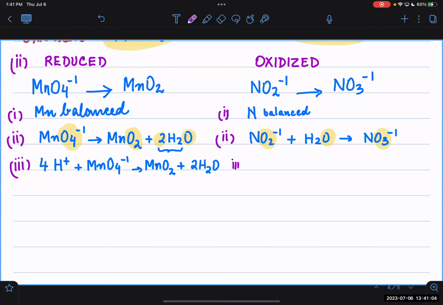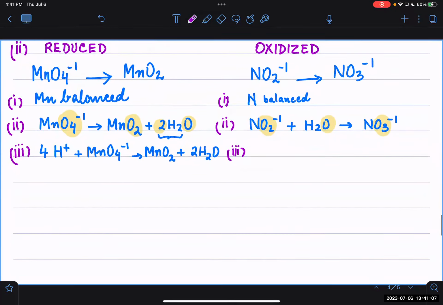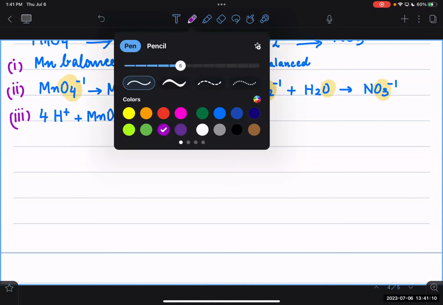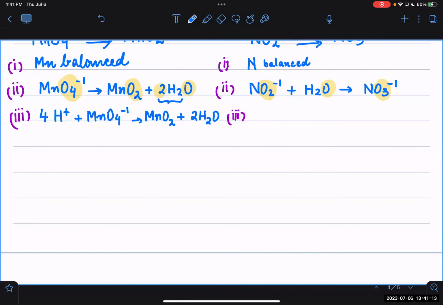In this case also, let's look at this. We have NO2 minus 1, 2 hydrogens on one side. So we are going to bring 2 hydrogen ions on the other side. So NO2 minus 1 plus H2O gives you NO3 minus 1 plus 2 hydrogen ions. Clear? So here, 2 hydrogen ions and 2 hydrogens balanced, 4 hydrogens and 4 hydrogens balanced, correct?